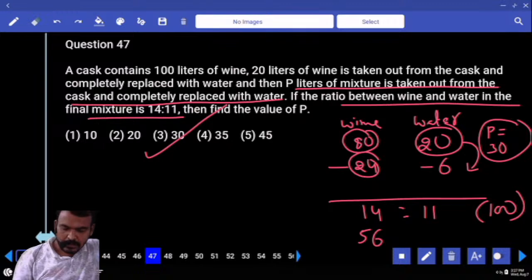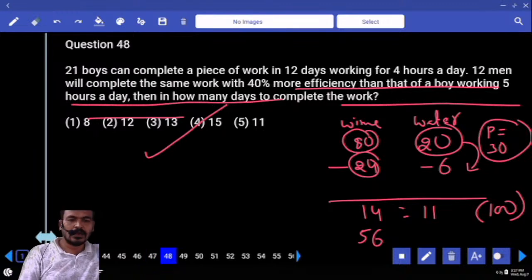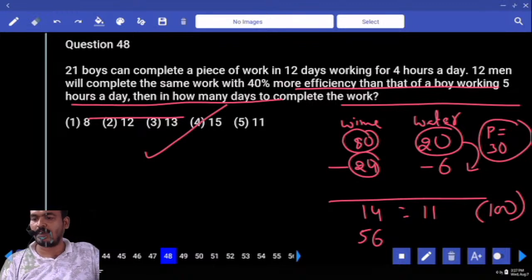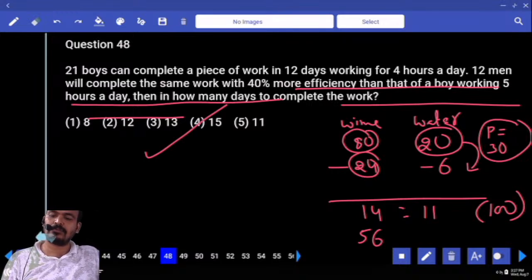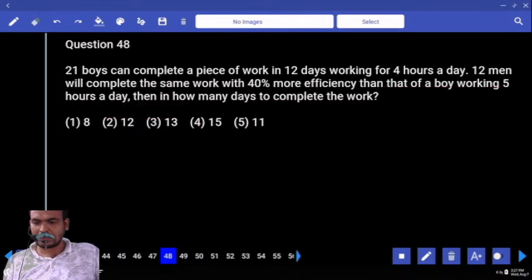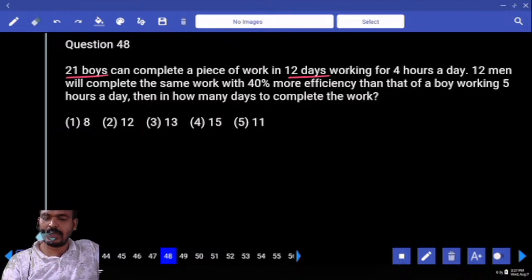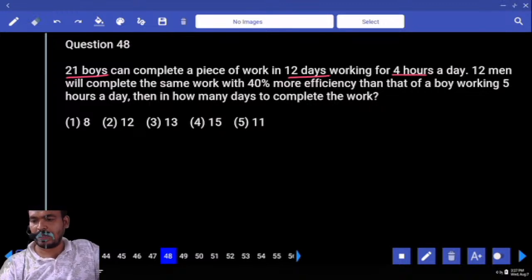Next question number 48. 21 boys can complete a piece of work in 12 days, working 4 hours a day. 12 men will complete the same work with 40% more efficiency than that of a boy, working 5 hours a day. Then how many days to complete the work? First of all, how many boys are working? 21 boys. How many days? 12 days. Per day, how many hours?